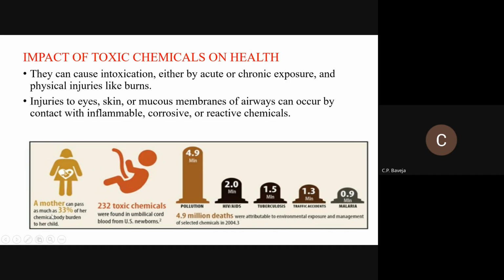A mother can pass as much as 33% of her chemical body burden to her child. And 232 toxic chemicals were found in umbilical cord blood from US newborns. By pollution, 4.9 million deaths were attributed to environmental exposure and management of selected chemicals in 2004. HIV/AIDS, 2 million. Tuberculosis 1.5, traffic accidents 1.3, malaria 0.9. So mainly pollution is by environmental exposure and management.